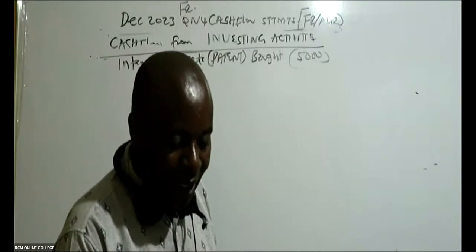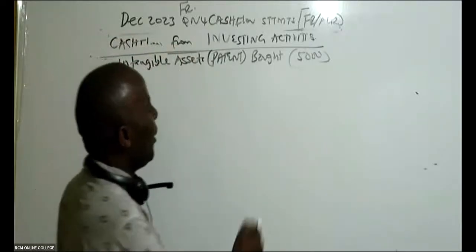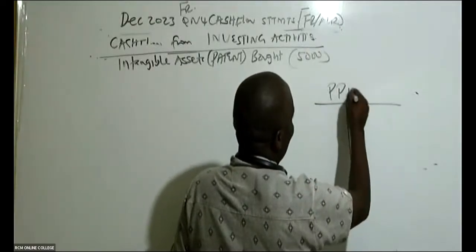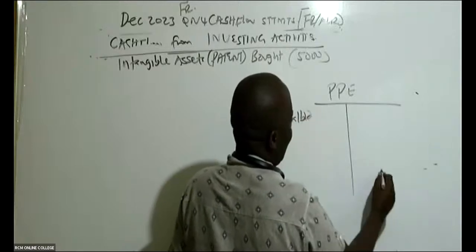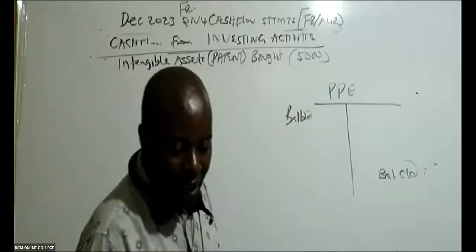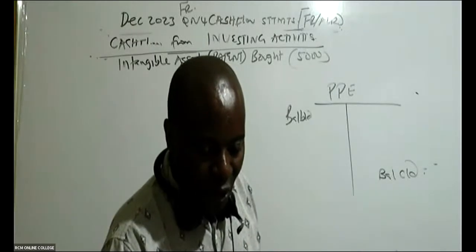Ladies and gentlemen, after that, the other investment I think about is the property, plant, and equipment. So come and give us property, plant, and equipment. This is an asset. So I'll say balance brought down here. Balance carried down here. So track this in your balance sheet.